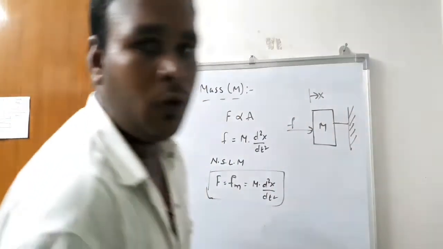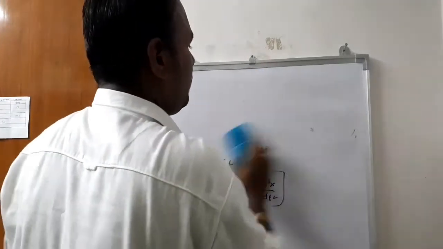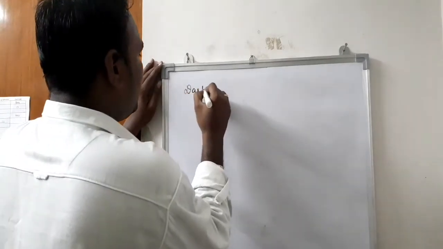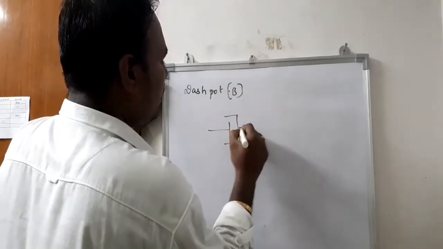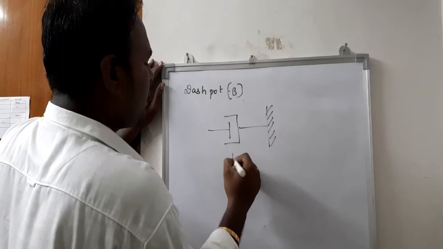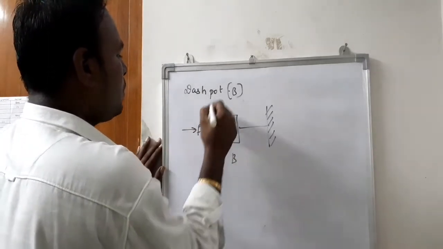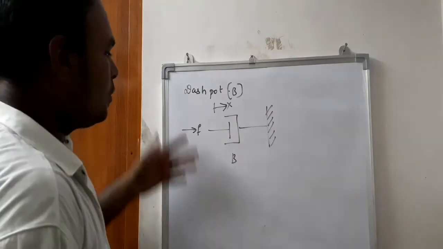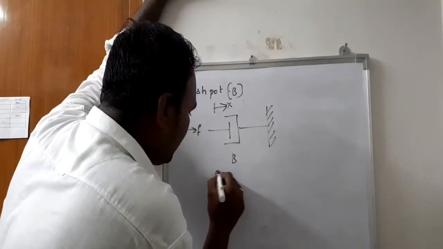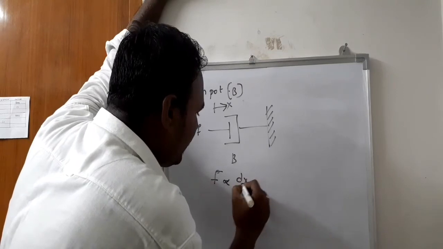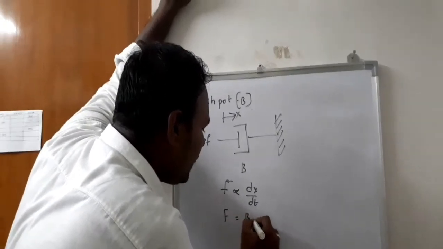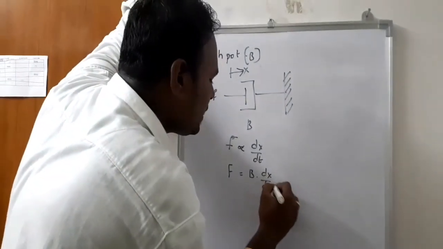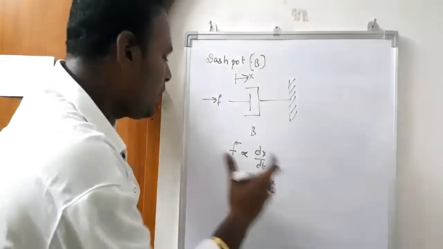Now we are going to learn about the dashpot. See here the shape of the dashpot, and we denote it as B. This is the symbol of the dashpot. We fix a reference here, B is the symbol, F is the force, and x is the displacement. For this, the applied force F is directly proportional to dx/dt, that is nothing but velocity. To remove the proportionality constant, F is equal to B dx/dt, where B is the friction for the dashpot.